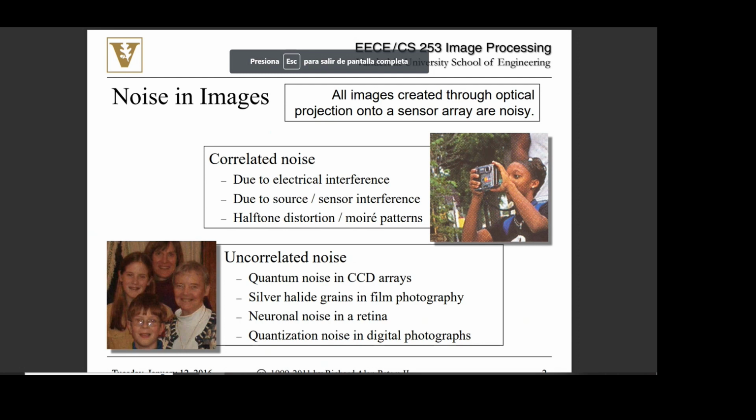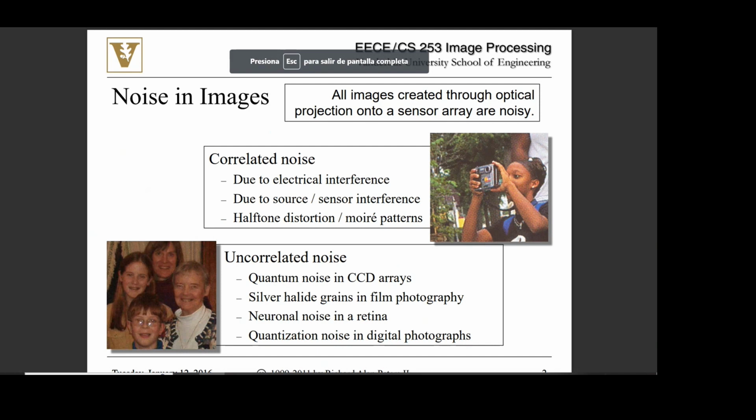Or in film photography, silver halide grains. Film photography is made of crystals of silver halide, and what happens in one of the crystals doesn't have anything to do with what happens in any other crystal. Our neurons are also noisy. The noise in one of our neurons in the retina doesn't have anything to do with the noise in any other neuron, and so on.